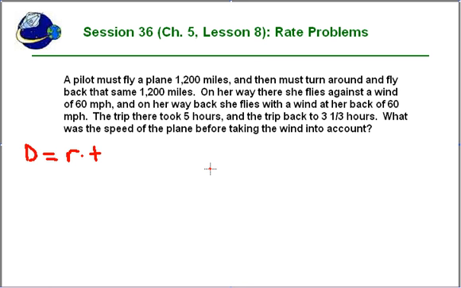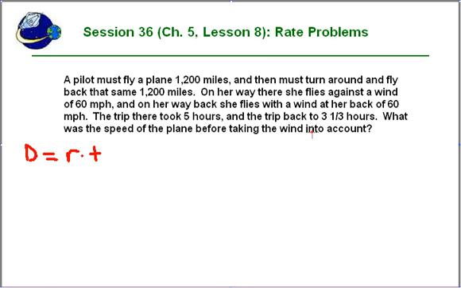What we have here is a situation where a pilot must fly a plane 1,200 miles and then must turn around and fly back that same 1,200 miles. On her way there, she flies against a wind of 60 miles an hour, and then on her way back, she's flying with a wind at her back of 60 miles an hour. The trip there took 5 hours, and the trip back only took 3 1/3 hours. What was the speed of the plane before taking the wind into account?